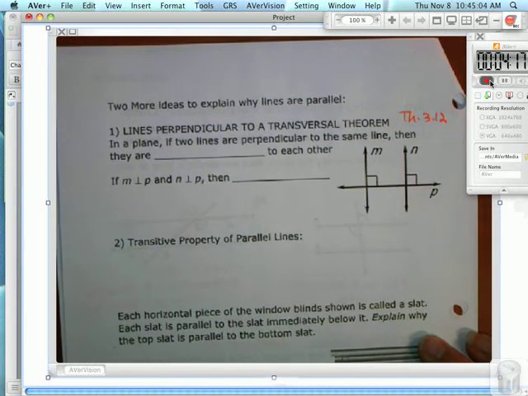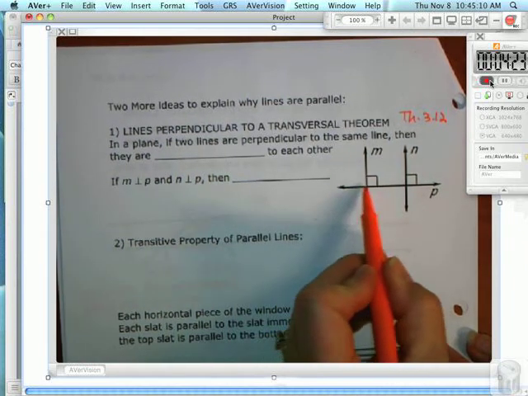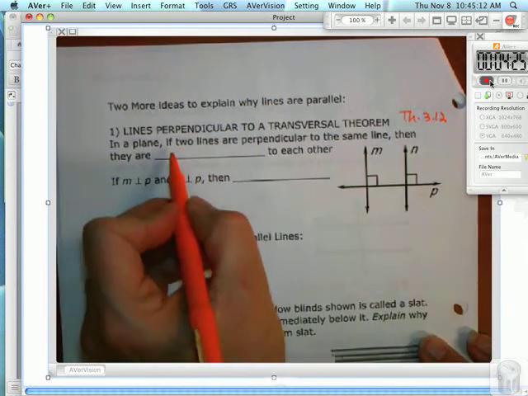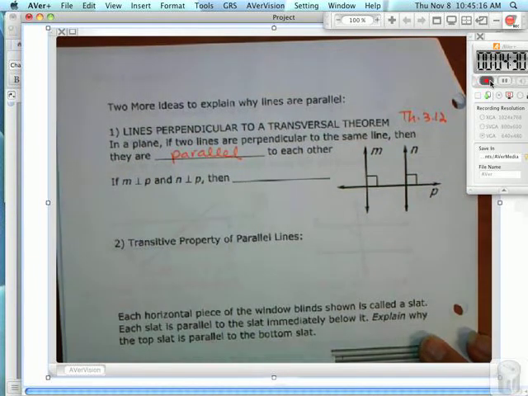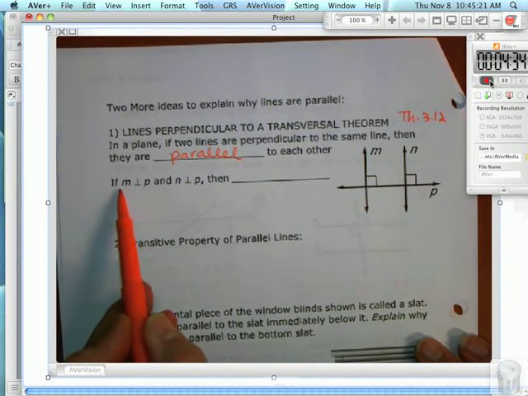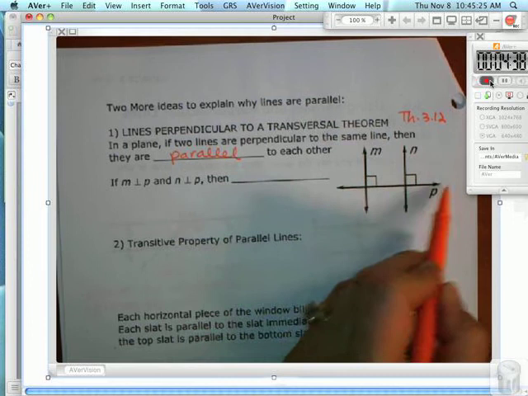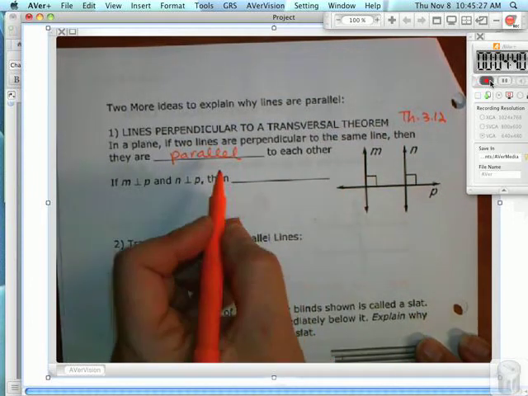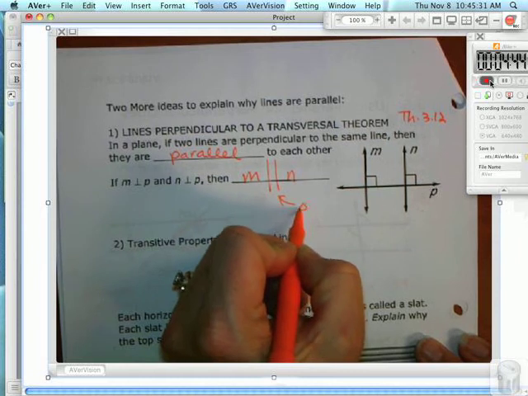In a plane, if two lines are perpendicular to the same line, then they are parallel to each other. That's exactly what it's saying. So right here it says, if M is perpendicular to P, and N is perpendicular to P, then M is parallel to N. This symbol means parallel.